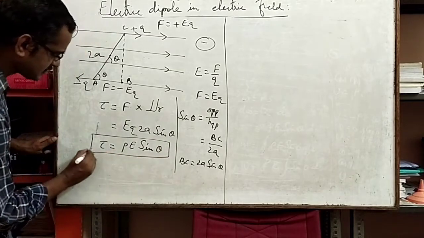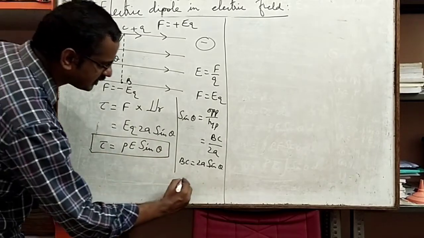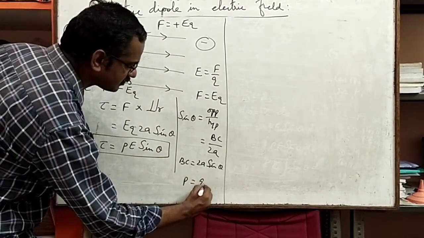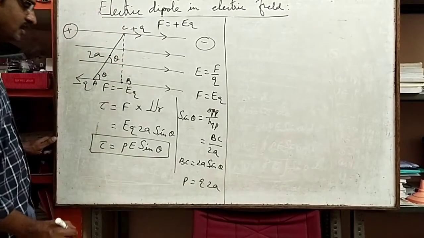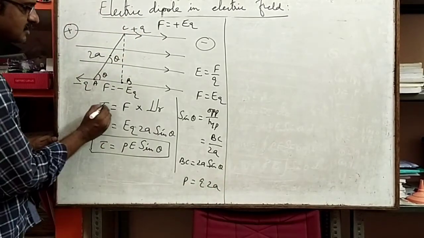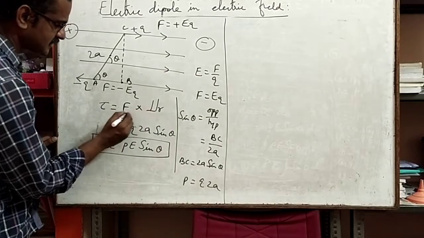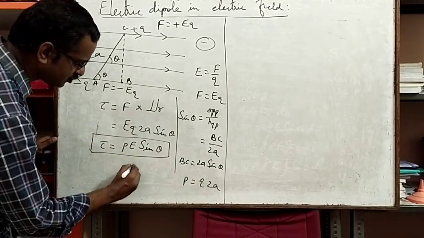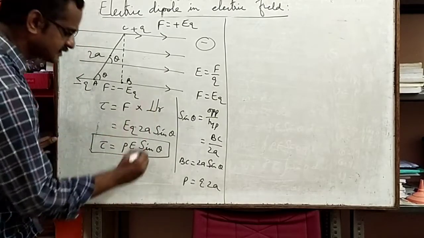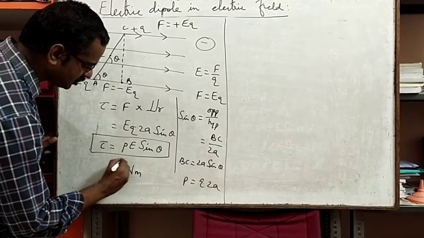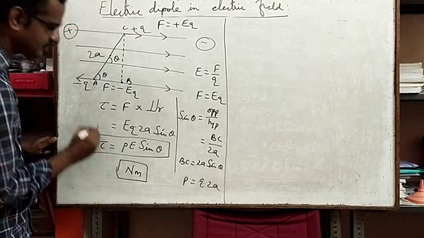Because electric dipole moment P is equal to q into 2a. Torque is one of the forces into the perpendicular distance. Unit of force is Newton and unit for distance is meter. Therefore, Newton meter is the unit for torque.